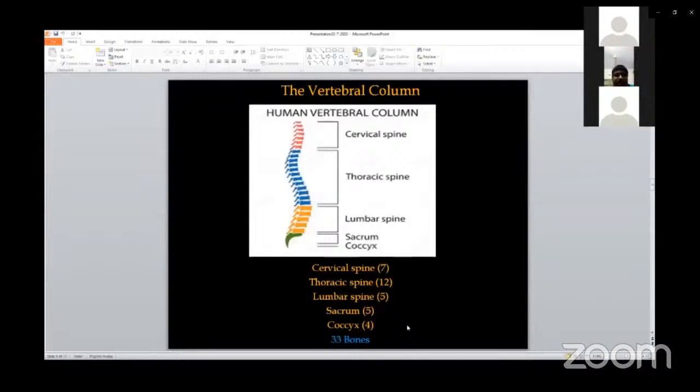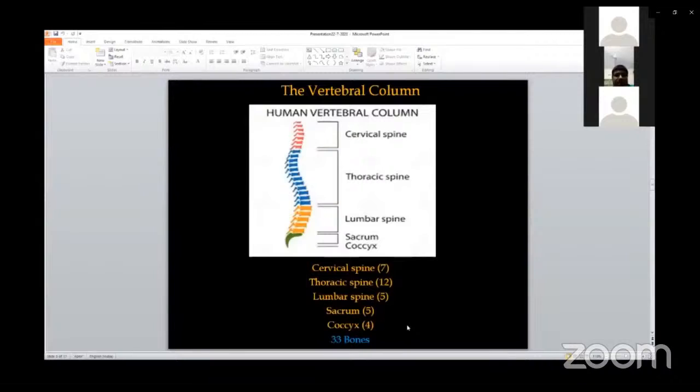Then on the right side you can see the cervical bones, thoracic bones, lumbar bones marking, then sacral bones, then the coccyx bone at the bottom. Another name for the coccyx bone is tailbone.